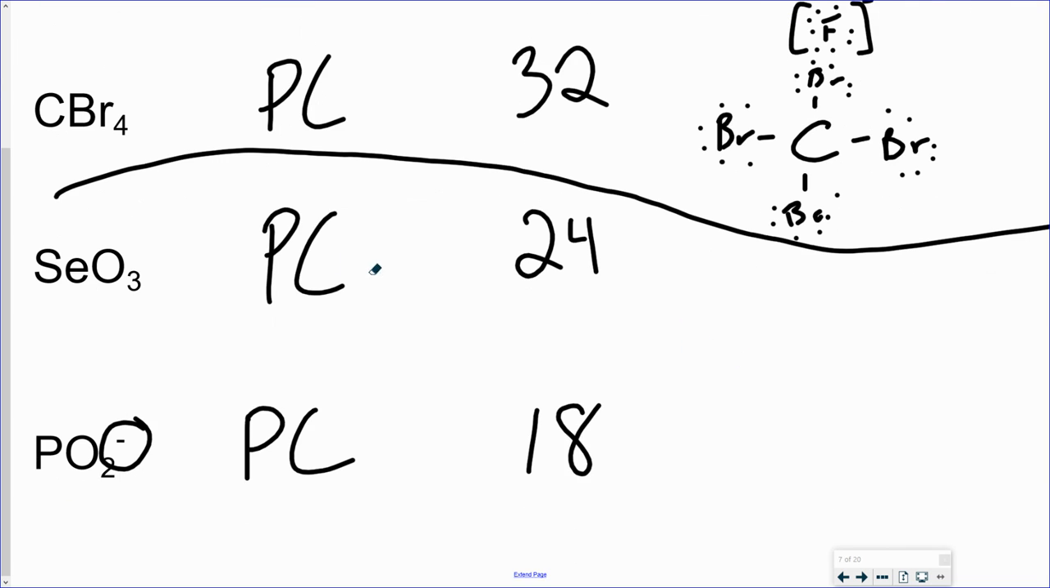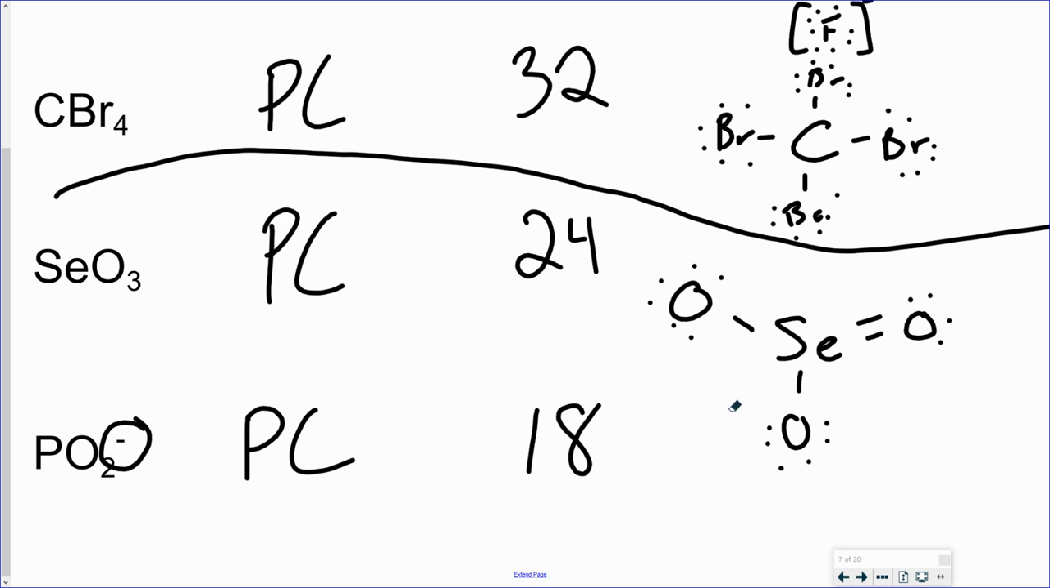Now our last two. So this one had 24. We're going to again put Se in the middle. We're going to attach it. Now, by going through this, I know that if I put this 2 here, make sure everybody has 8, we're going to end up with 26. We'll have 8, 8, 8, and 2, making that 28. So we're going to need a double bond here. 2, 4, 6, 8, 2, 4, 6, 8, 10, 12, 14, 16, 18, 20, 22, 24. So that one was right.